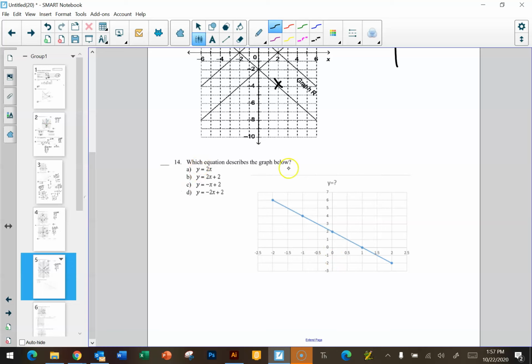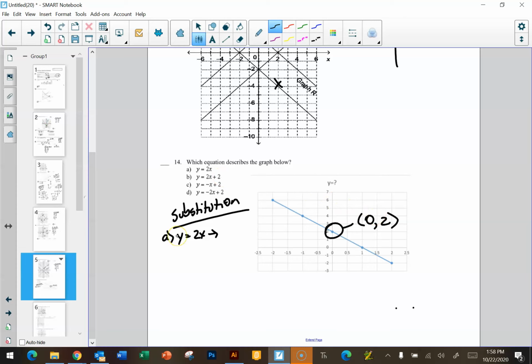Another one, which equation graphs the line below? Let's do substitution on this one, see if it works better or quicker than a table of values. So the substitution method, y equals 2x. Okay. So let's pick one point. Let's pick this point right here, okay? The x value always comes first, is 0, and the y value is 2. So we're going to substitute this point into all of these equations and see which one works.